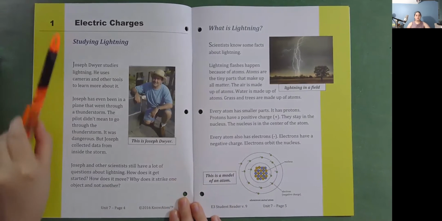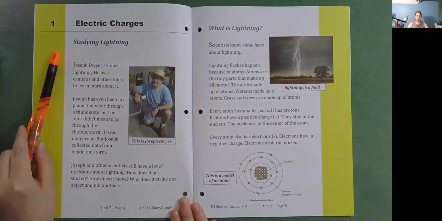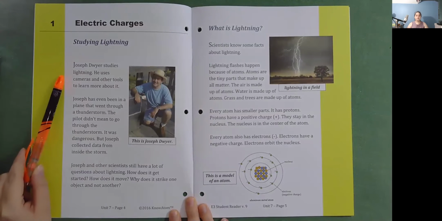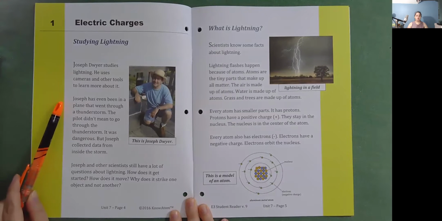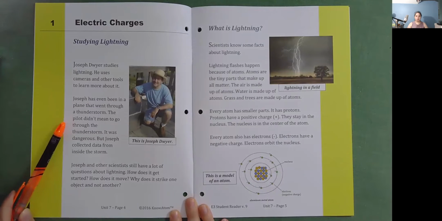Electric charges, studying lightning. Joseph Dwyer studies lightning. He uses cameras and other tools to learn more about it. Joseph has even been in a plane that went through a thunderstorm. The pilot didn't mean to go through the thunderstorm. It was dangerous, but Joseph collected data from inside the storm.